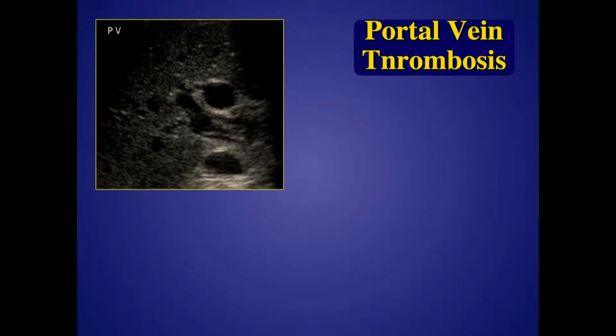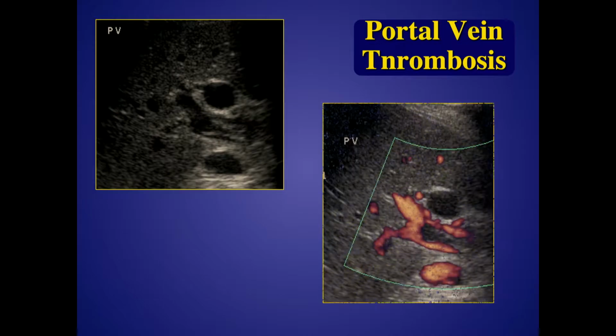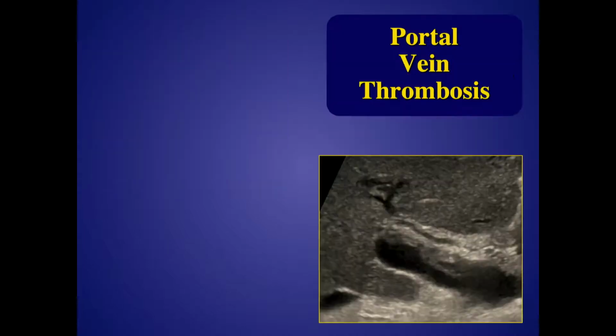Many times, grayscale is extremely helpful. In fact, I insist on grayscale in addition to color because I want to see if there's low-level echoes, if there's a partially occlusive thrombus there. Here's color Doppler, again, very helpful. It outlines the thrombus inside the portal vein. So we liberally will use color and switch on and off with power. Again, having that ability because of the increased sensitivity to flow can give you a very powerful image.